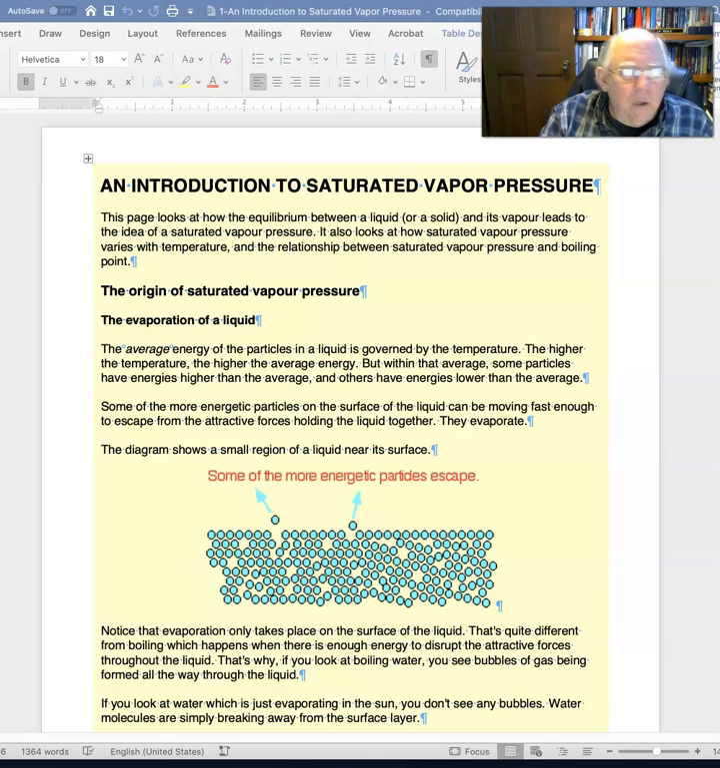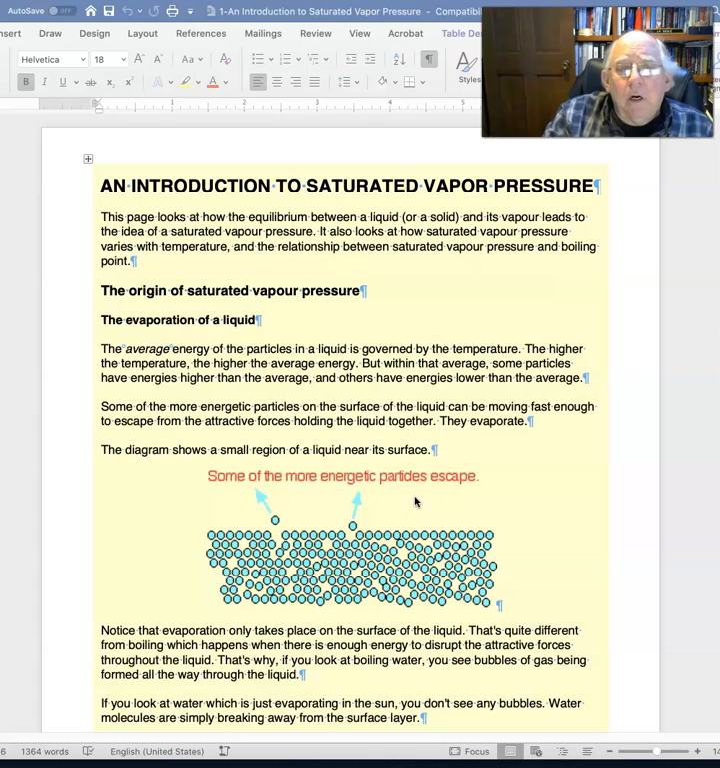And so in order to get an understanding of the fractional distillation, I put together this series of Word documents that help to explain the process. And again, I'm going to go through this fairly quickly. In the first document, entitled An Introduction to Saturated Vapor Pressure, it discusses the pressure that exists above a liquid-vapor interface for a liquid.